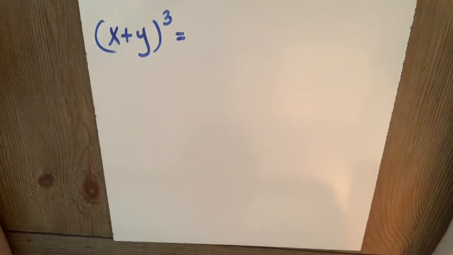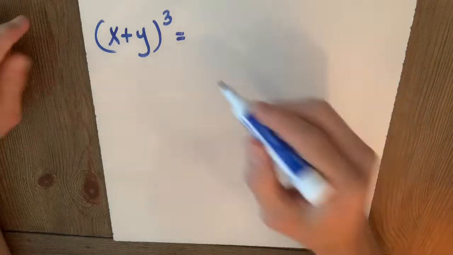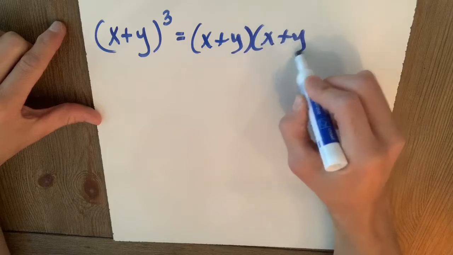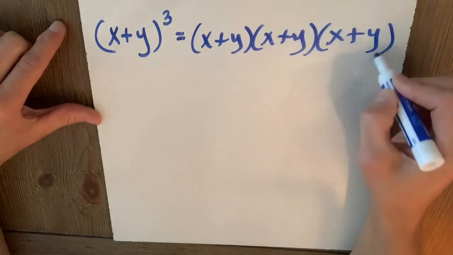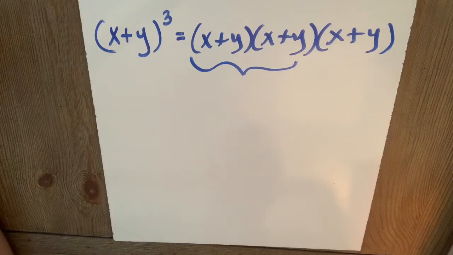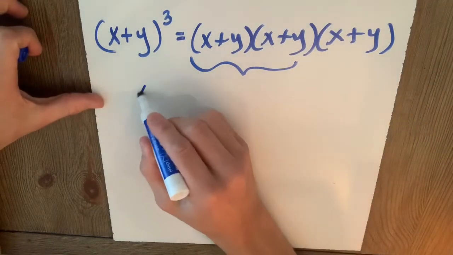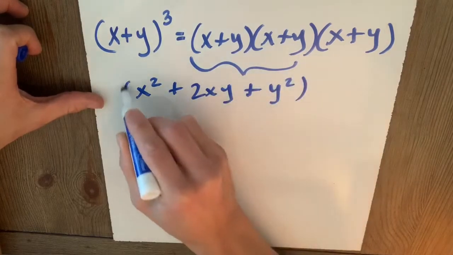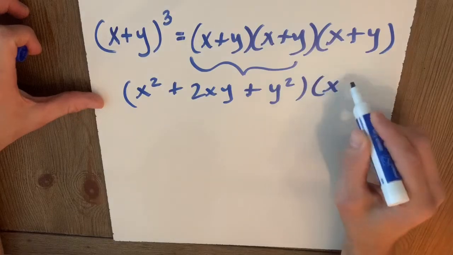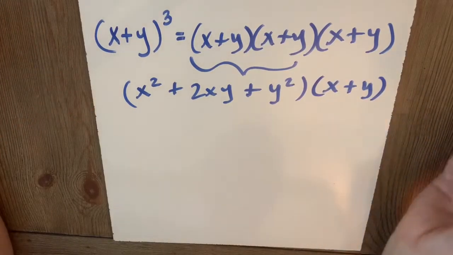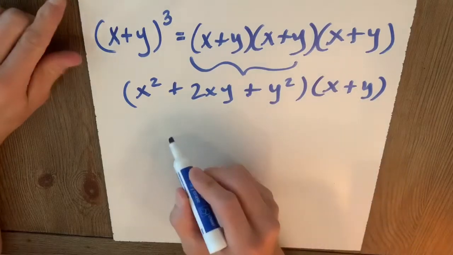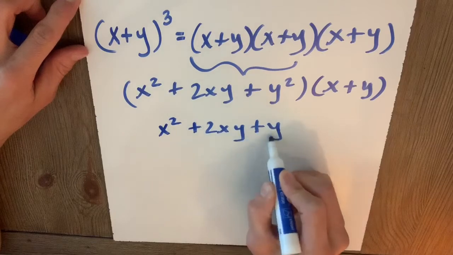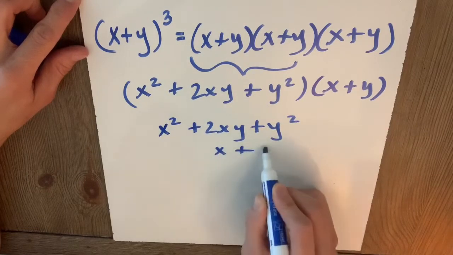(x + y)^3. Now I've replaced n with 3. So this is (x + y) times (x + y) times (x + y). Well, good thing from our previous expansion of this binomial, I know that this is (x squared plus 2xy plus y squared) times (x + y). The way I like to multiply a trinomial times a binomial is as follows. x squared plus 2xy plus y squared over x plus y.